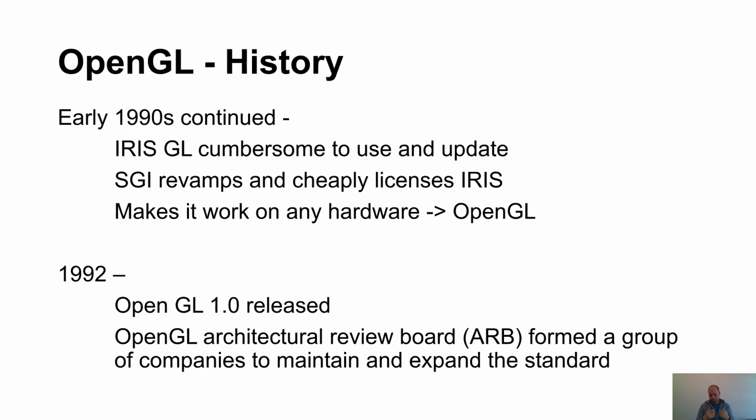In 1992, OpenGL 1.0 was released, and they set up the Architectural Review Board, ARB, which we'll find throughout the OpenGL code all the time, to maintain and expand the standard. So when you see extensions and expansions of OpenGL, you'll often see ARB attached to it.